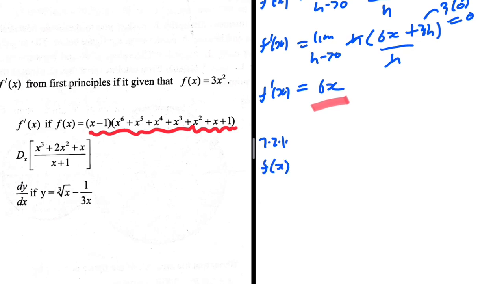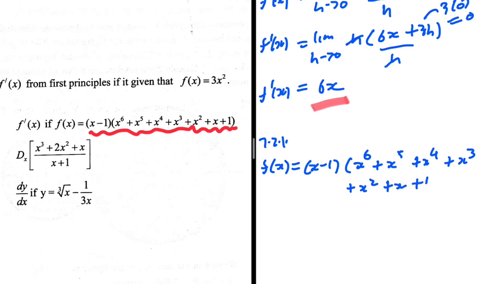F of x is equals to x minus 1 multiplied by x to the power 6 plus x to the power 5 plus x to the power 4 plus x to the power 3 plus x to the power 2 plus x plus 1. I honestly feel like there is something that I'm missing here. There's a trick that I cannot immediately see. Well, okay. No, I just realized something.